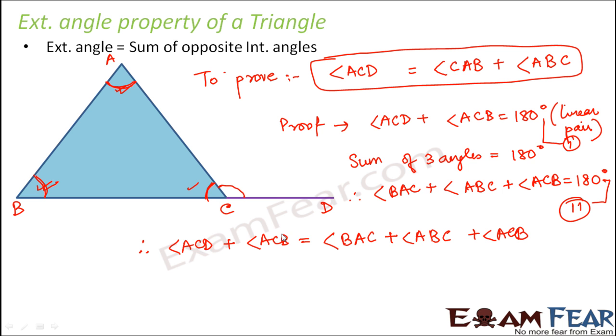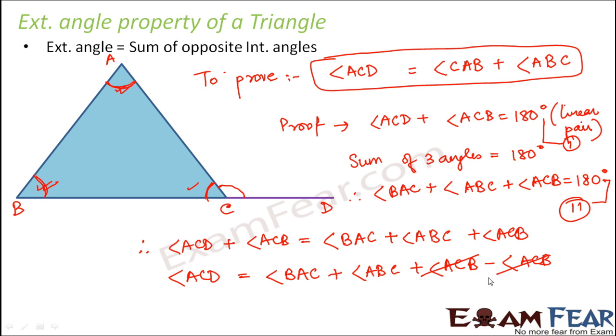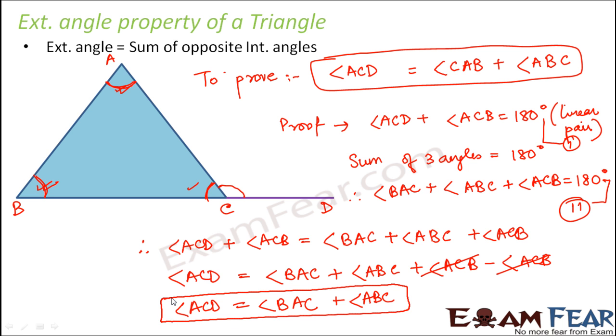So this ACB, if you transpose it to the other side, you will get angle ACD is equal to angle BAC plus angle ABC plus angle ACB minus angle ACB. So ACB will cancel out. So what are you left with? You are left with angle ACD is equal to angle BAC or CAB, whatever you call it, plus angle ABC. And this is what we wanted to prove. That is, the exterior angle is equal to sum of opposite interior angles.